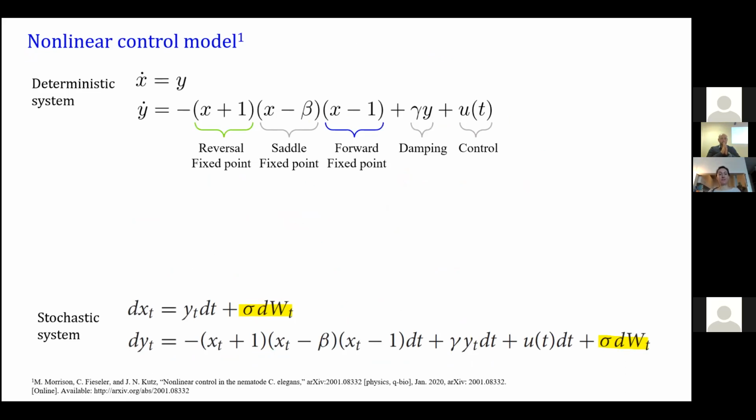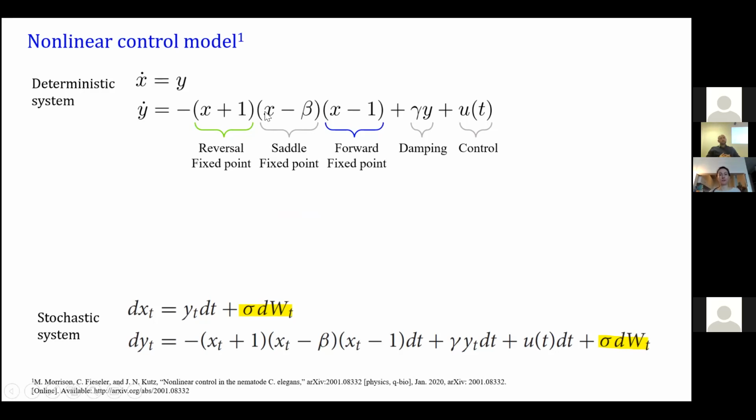So I fit a simple dynamical systems model. I'm going to show the deterministic version of the system, but because the data is noisy, there is stochasticity. We used a stochastic version of the model where there's this noise term tacked on. And this was also an important part of the model, allowing the dynamics to transition away from different fixed points.